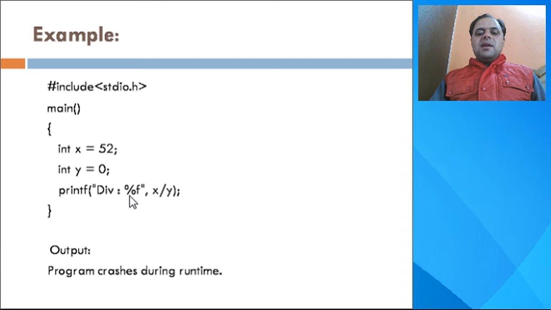Printf division %f, the format specifier for a decimal number, x divided by y. There is the semicolon and bracket. There is no problem here, no syntax error in this program. This is grammatically appropriate and follows exactly the rules of a C program. But when I try to divide x by y, 52 divided by 0, it will crash the program. It will generate a syntax error. Sorry, runtime error. So the program crashes during runtime.